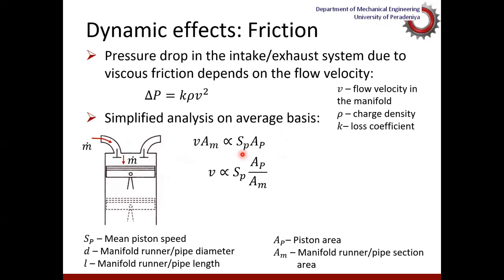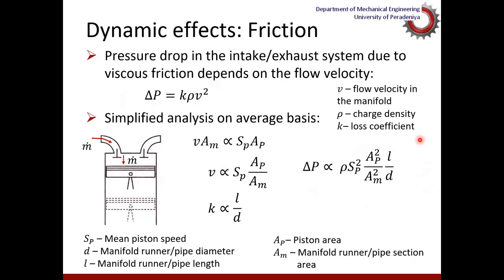Accordingly, the flow velocity will be proportional to the mean piston speed into the cross-section area of the piston divided by the cross-section area of the manifold runners. And usually this K, the loss coefficient, is proportional to the length of the manifold divided by the diameter of the manifold runners. If you substitute these quantities into the relationship that we looked at earlier, we will come to this relationship.